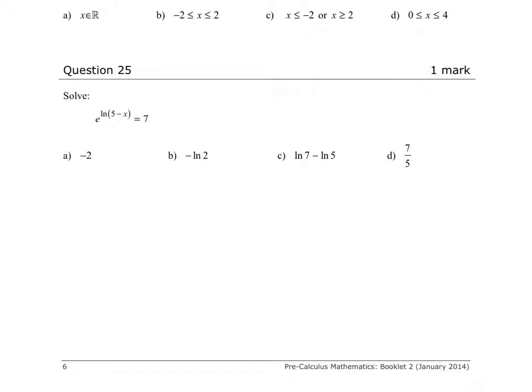Question 25. Solve e to the natural log of 5 minus x equals 7. So there's a few ways to solve this question. There's a few facts I want to go over before we get into this work.